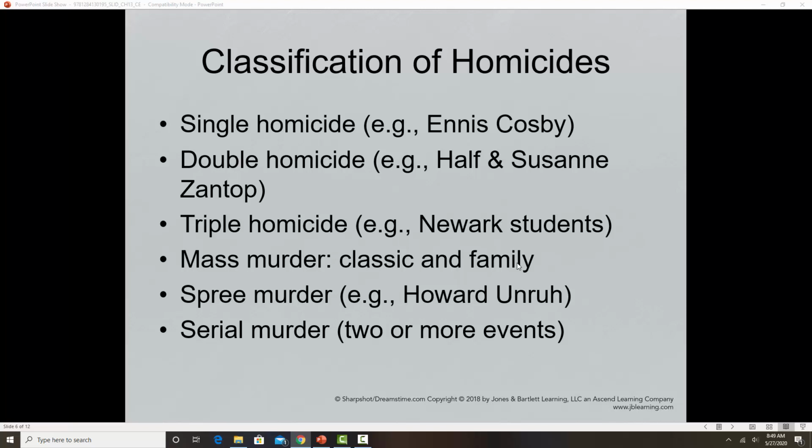That could be a school shooting. That could be a terrorist act. And then we have family mass murders. That's when one family member kills at least four members of their family. With both types of mass murder, we often find suicide attached to the offender. That's particularly true with family mass murders.